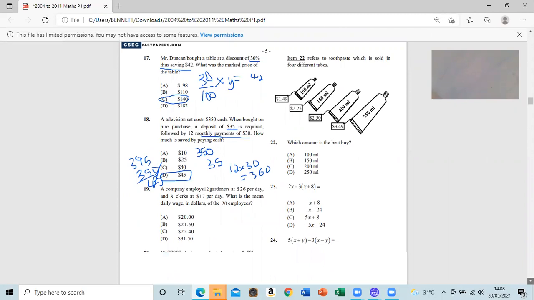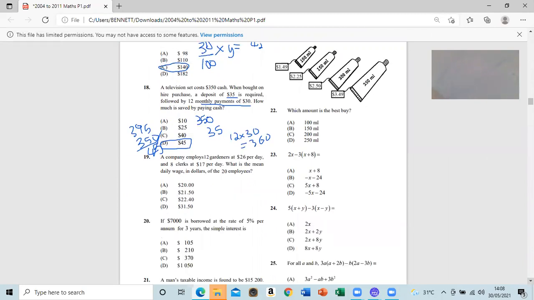Let's go now. A company employs 12 gardeners at $26 per day and 8 clerks at $17 per day. What is the mean daily wage in dollars of the 20 employees? I like this. How do you guys approach this?